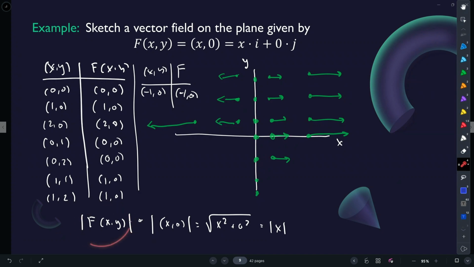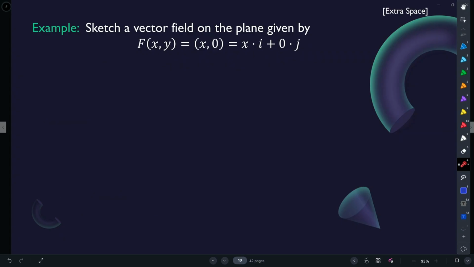The magnitude of the vector will be the absolute value of x. So one thing is the magnitude of the vector, and another is the vector itself. So minus 1 comma 0 will go to minus 1 comma 0. So it's a vector that points 1 unit to the left. And its length is, in absolute value, 1.